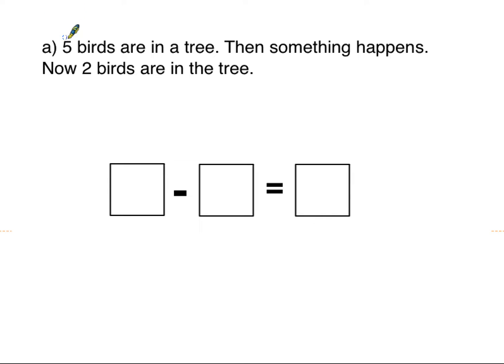5 birds are in a tree, then something happens. Now 2 birds are in the tree. We started with 5, now we only have 2. Some went away. Take away. We started with 5. Now we have 2. You should know that 3 and 2 make 5.